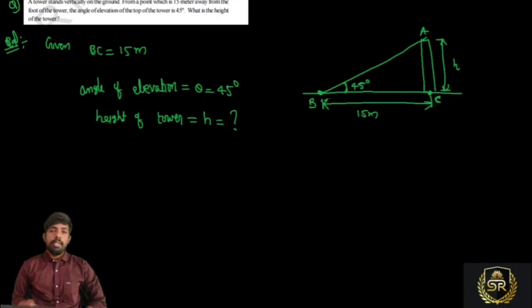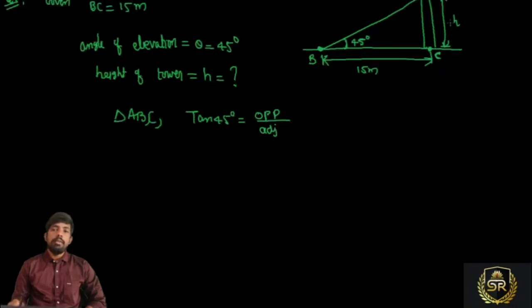Now from here we can say that this is a right angle triangle. Here the height is opposite and this is adjacent. So can I use tan? In right angle triangle ABC, applying tan 45, tan 45 is equal to opposite by adjacent. Opposite is h, adjacent is 15.